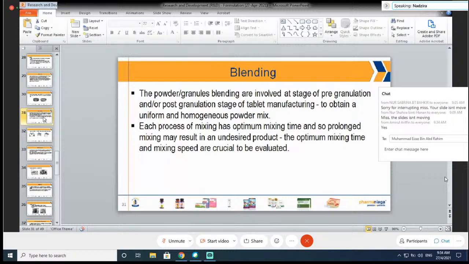After the sieving process, we'll go for the blending process. Blending is performed at the pre-granulation or post-granulation stage of tablet manufacturing. The purpose of blending is to obtain a uniform and homogeneous powder mixture between the API and the excipient. It is very important. We need to identify and determine the optimum mixing time, because prolonged mixing time can have undesired effects on the product. The optimal mixing time and the mixing speed are crucial to be evaluated.